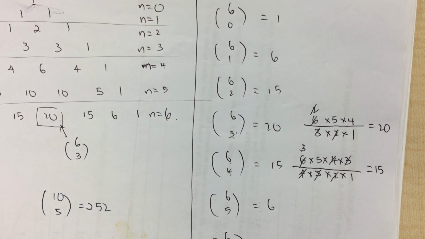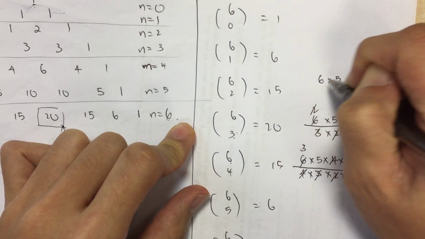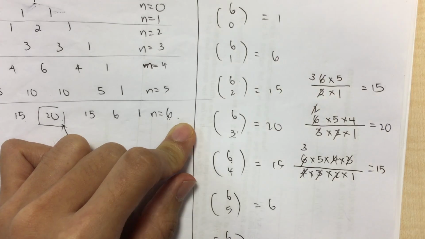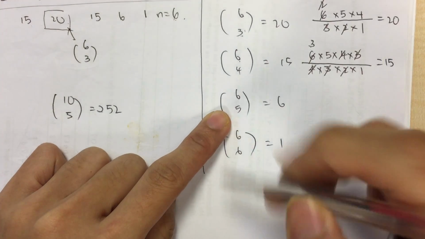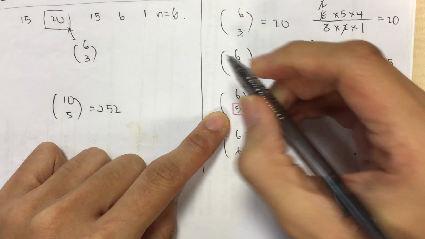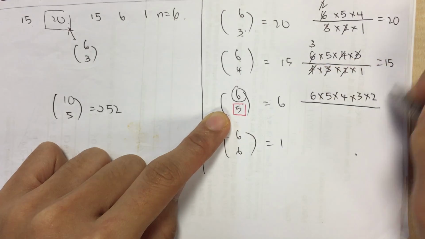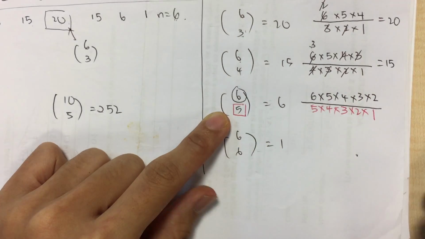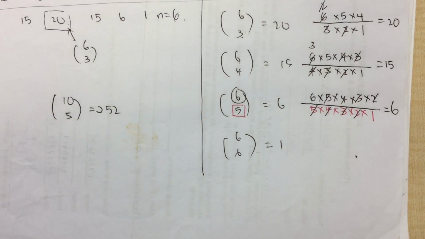I hope you can see a pattern right now. I'm going to do just one more for you to see. 6C2: 6, 5 over 2, 1. If it's not clear now, I am going to color code. I'm going to do 6C5 now. 5 is here, 6 is here. 6, 5, 4, 3, 2 over 5, 4, 3, 2, 1. I hope you see the pattern now.